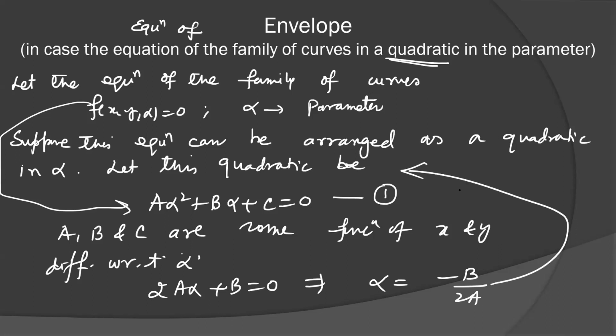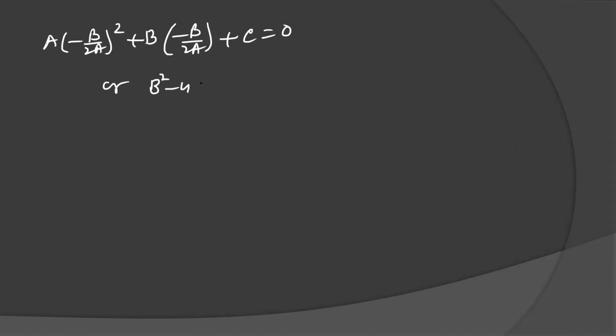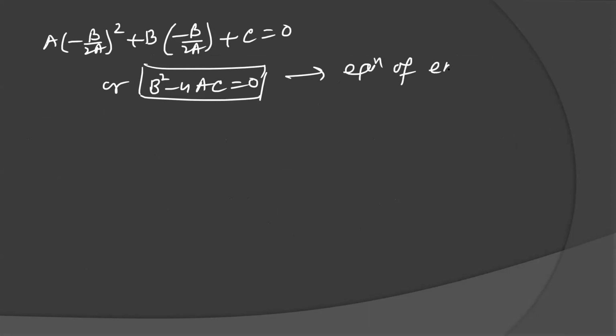Now put the value of alpha in 1. We will get A into minus B by 2A whole square plus B into minus B by 2A plus C equal to 0. If you simplify it, you will get B square minus 4AC equal to 0. So this equation will give the equation of the envelope. But this method will work only when the parameter is given in the quadratic form.